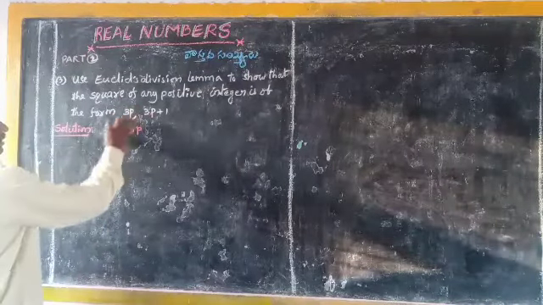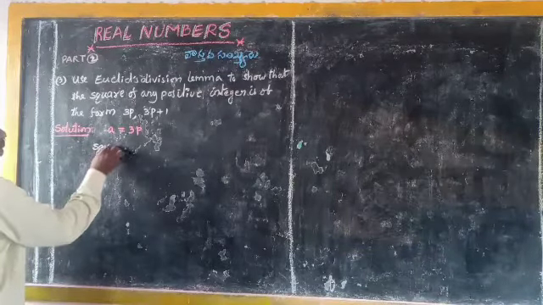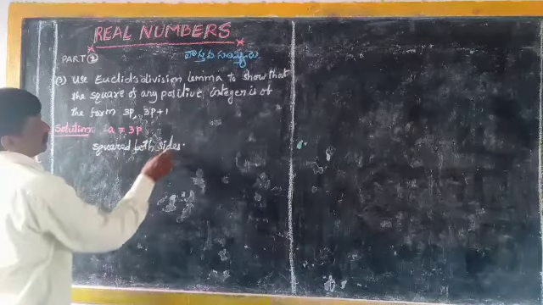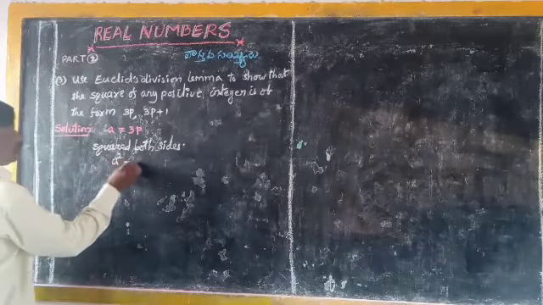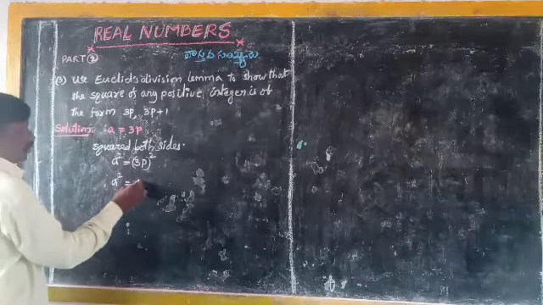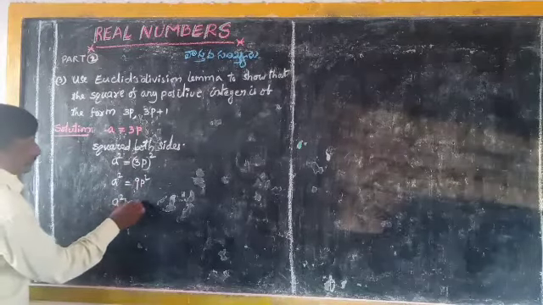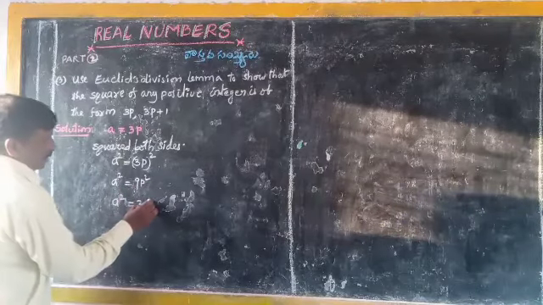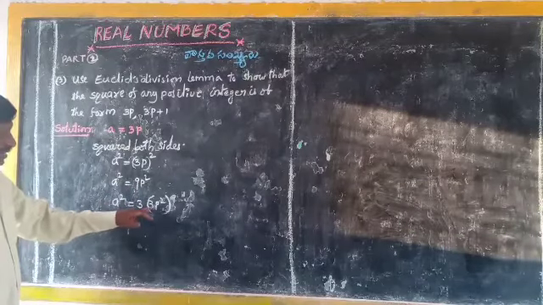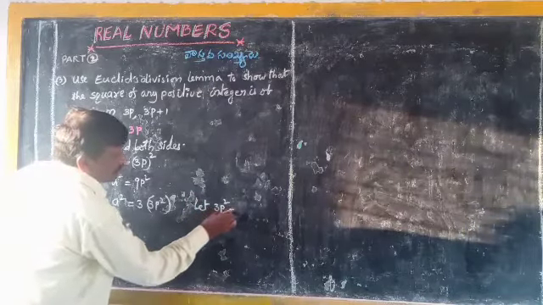First you will take a equal to 3p, squaring both sides. So a square is equal to 3p whole square. So a square is equal to 9p square. A square is equal to 3 into 3p square, 3 common. 3p square, let 3p square be equal to q.